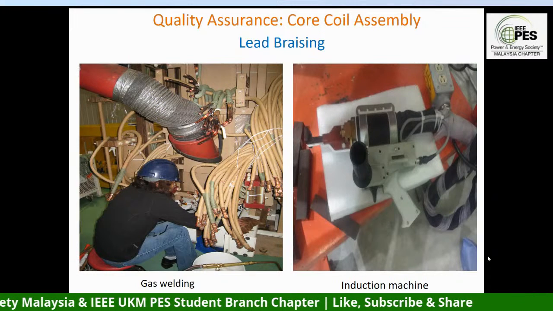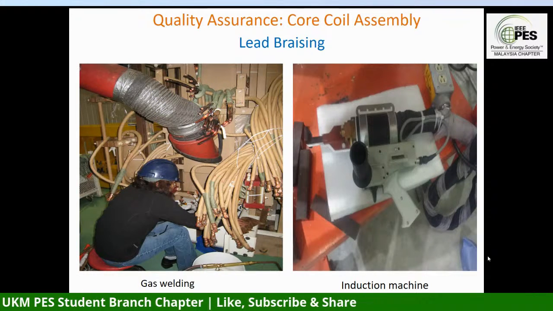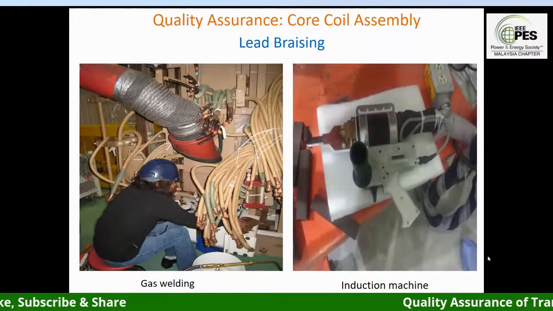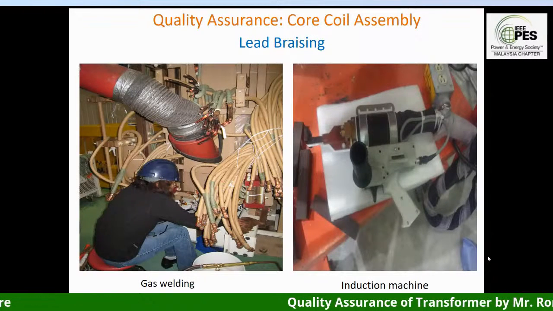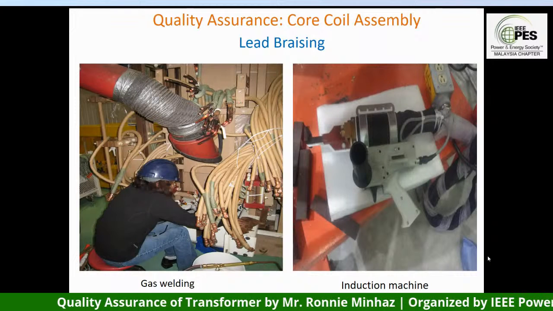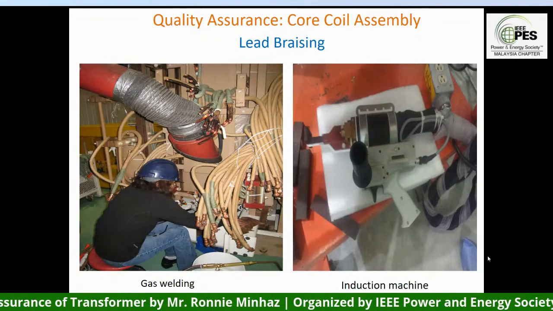Whereas in the modern factory, on the right hand side, they use that induction machine. When you are using that induction machine for the brazing, you're not creating any fume, you're not creating any dust, you're not creating any particles. So that means it's going to increase the quality of your transformer.